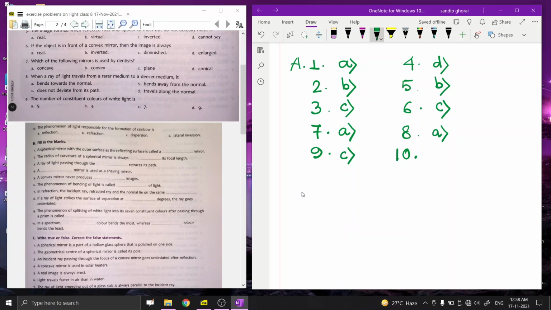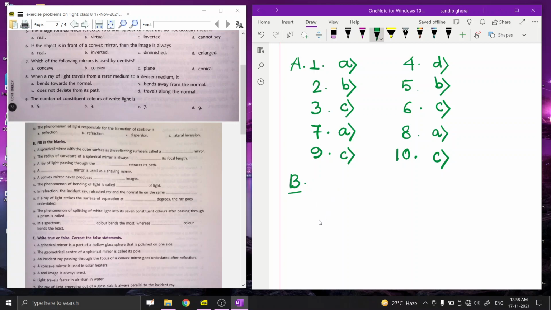This is dispersion. We know that due to dispersion the rainbow occurs. Okay, so option C is the correct answer. Now we move to our next part, that is filling the blanks B.